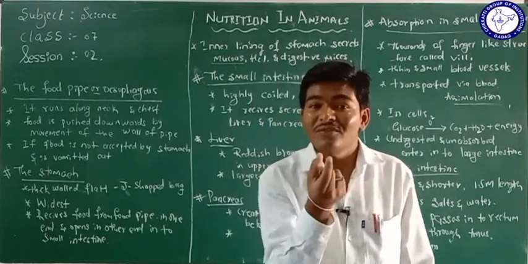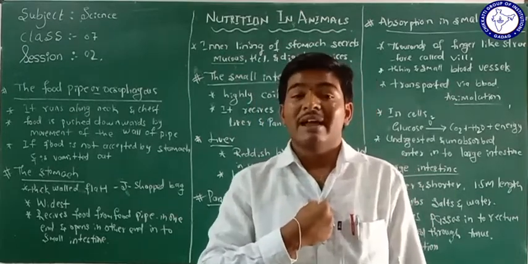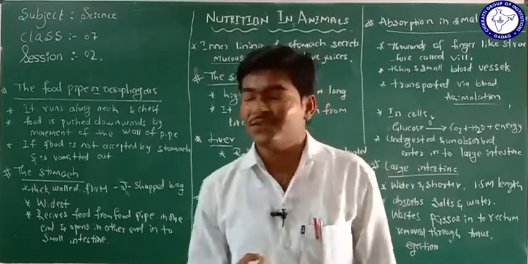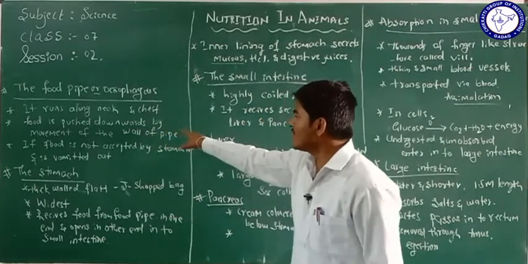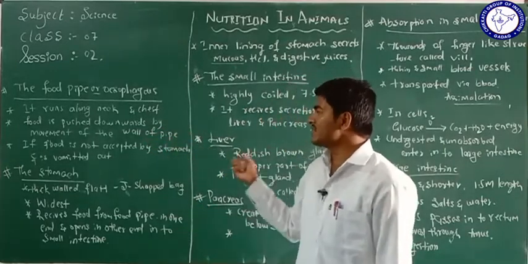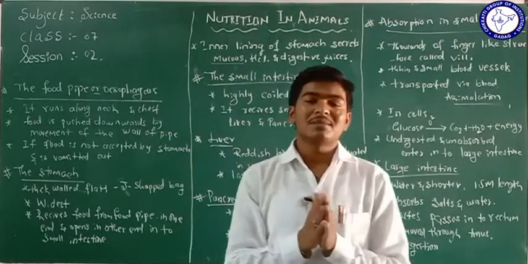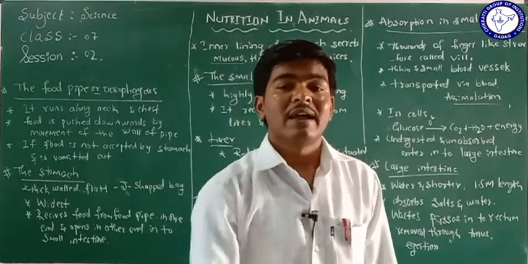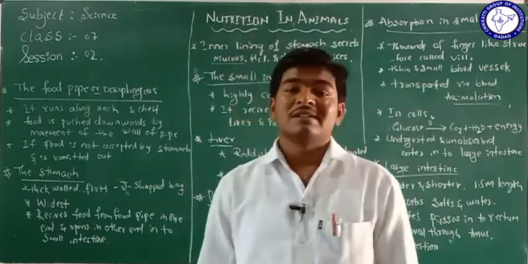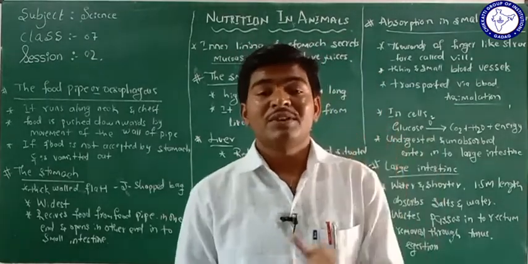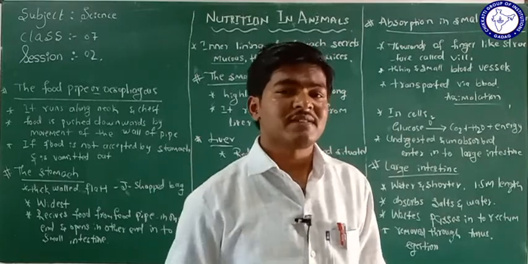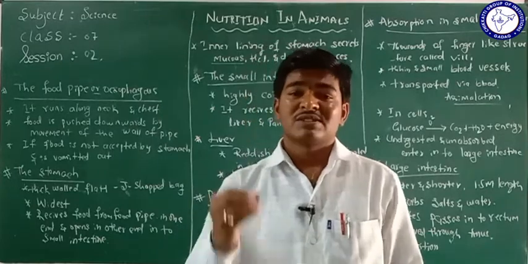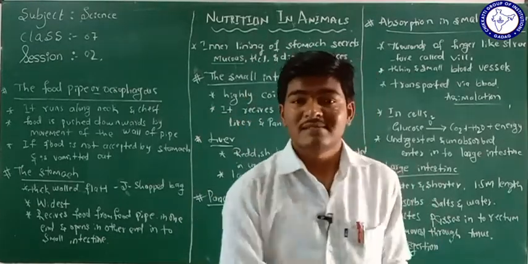When the grinded food material enters into the food pipe, that food will be pushed downwards by the help of the walls of the food pipe or esophagus, by the movement of the wall of the pipe. If the food is not accepted by the stomach, in some cases, then what happens? It will come out in the form of vomit. Have you understood? Sometimes, if you have experienced it, vomiting will happen. Why? Because if the food is not accepted by our stomach, in some cases that food comes out as a vomit.